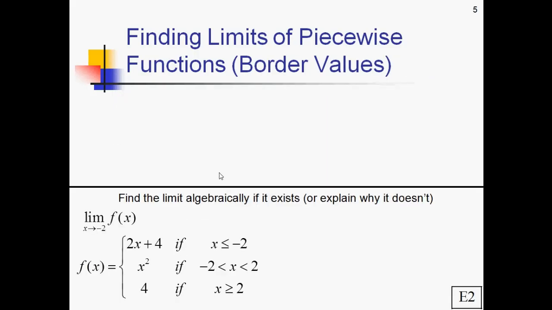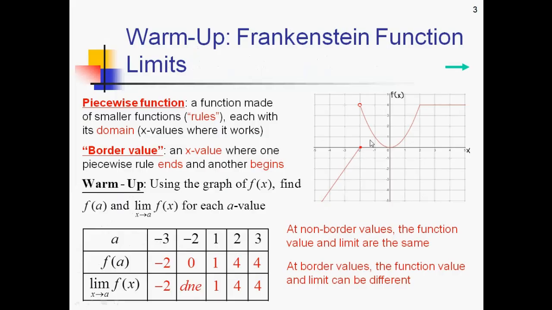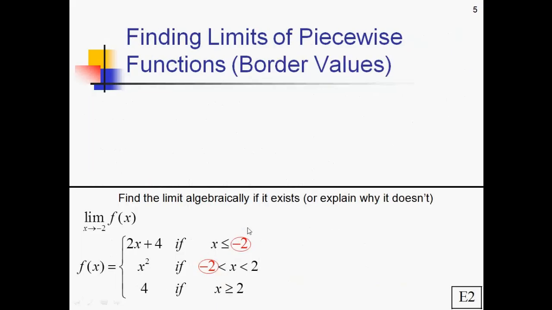For this next example, we're trying to find the limit as x approaches negative 2 for the same piecewise function we just used. Now for this one, you might have noticed that negative 2 is a border value. It's the end of one rule and the beginning of another. If we were just doing f of negative 2, then we would just use this first rule because it says x is less than or equal to negative 2. But we're not finding a function value. We saw in our warm-up that function values and limit values can be different at these border values in piecewise functions. And again, let me just go back and show you the picture. Function value and the limit didn't even exist at that particular time. So we need to be really careful with these border values.